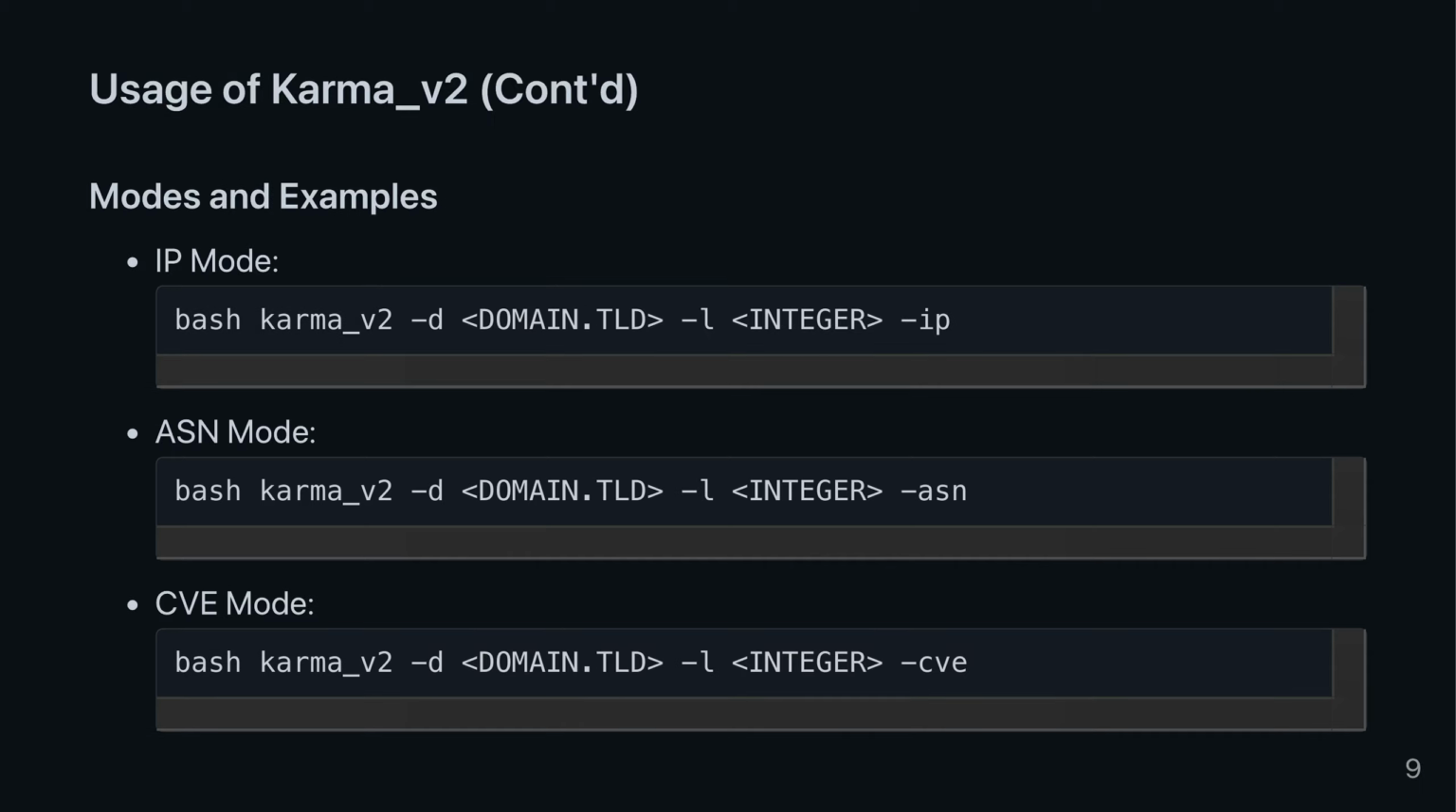In this slide, we'll delve into additional modes and usage examples for Karma v2. IP mode. This mode allows you to analyze a specific IP associated with a domain. You can use it by running the command bash karma_v2 -d domain.tld -ip. ASN mode. If you're interested in analyzing autonomous system numbers, ASNs, for a given domain, you can use the ASN mode: bash karma_v2 -d domain -asn. CVE mode. This mode focuses on identifying common vulnerabilities and exposures, CVEs, related to the domain. To use this mode, execute bash karma_v2 -d domain.tld -cve. These examples showcase how powerful and versatile Karma v2 can be for performing in-depth domain analysis in various contexts.